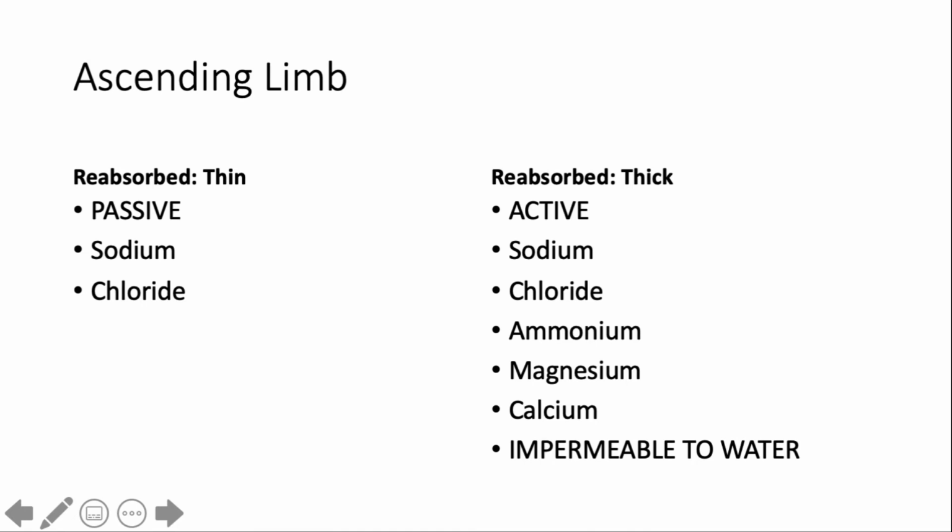Now for the ascending limb, there's both active and passive transport in the thick and thin. We're going to talk mostly about the active thick section and all these different electrolytes that are reabsorbed, but know that this is impermeable to water. And that's super important because it allows us to create a gradient.